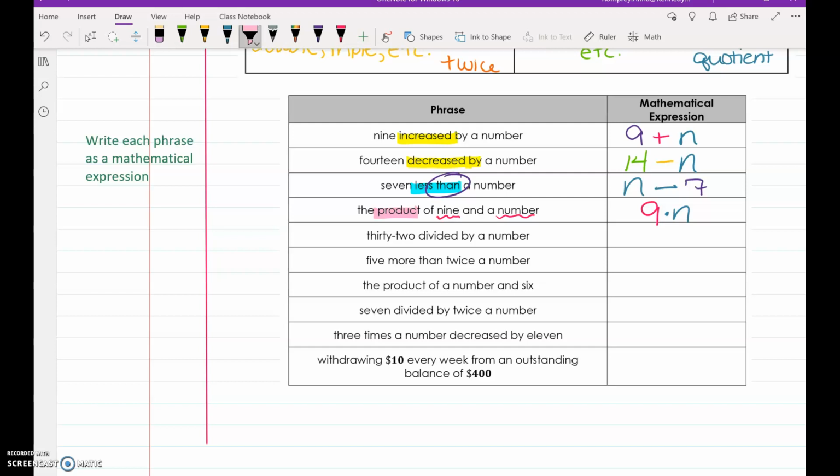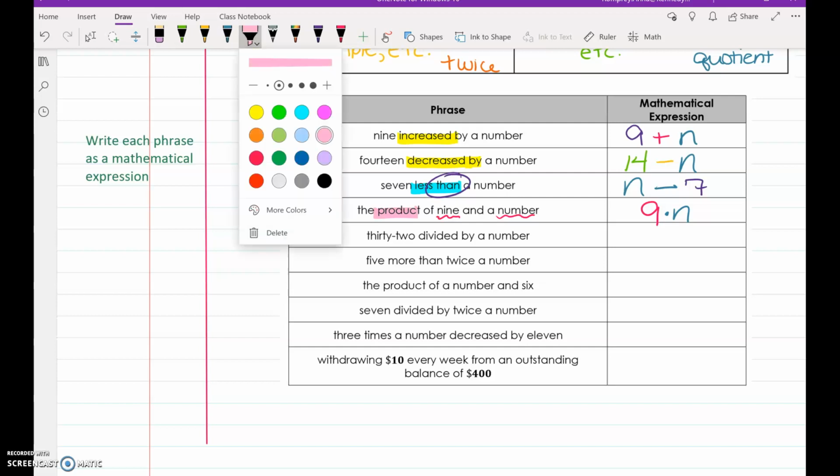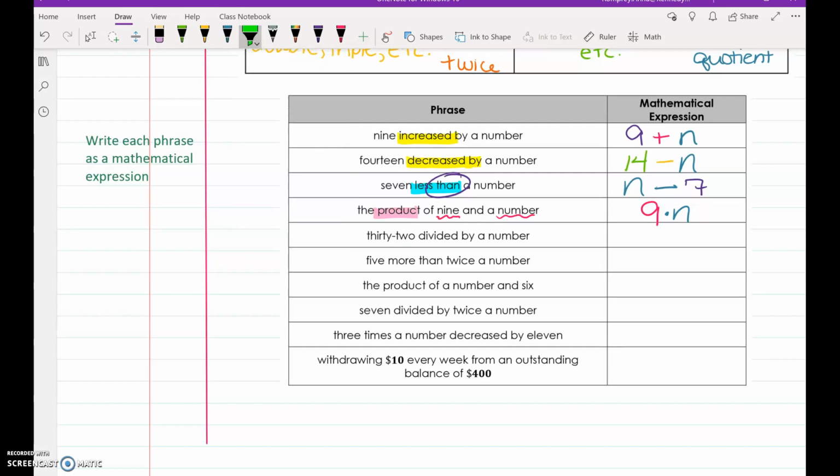All right, 32 divided by a number. I like division problems because you write them exactly as you read them. So we start off with 32, and we are dividing by a number. 32 divided by n.